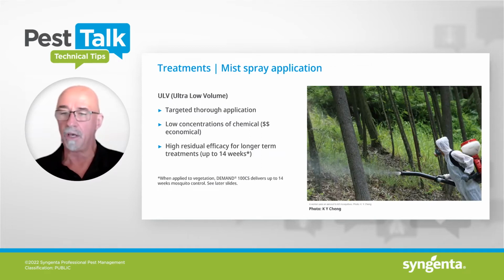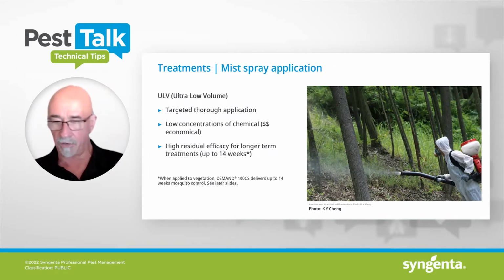We're actually using that ultra low volume fogger to get that part really well working around, getting to coat the vegetation. In 2016, we got registration for foliage application with Demand, and now that's transferred over to Demand 100 CS to give it that highly efficacious treatment that gives up to 14 weeks. I'll show some good data from that James Cook University study towards the end. So we're getting that air flying around with the droplets spraying onto the foliage to get this efficacious treatment.